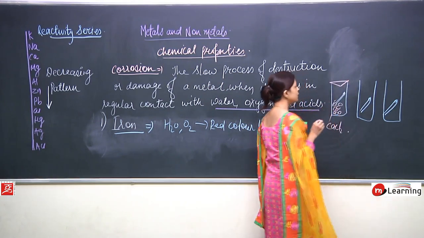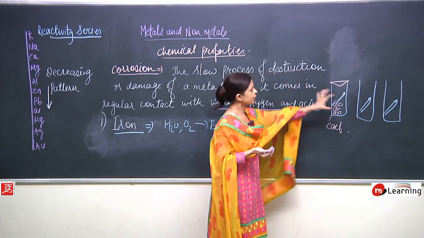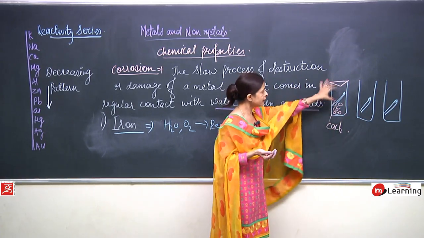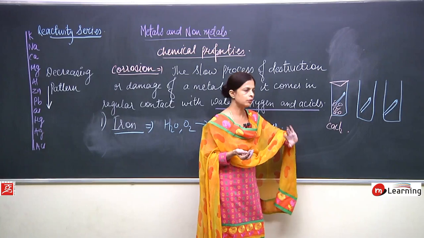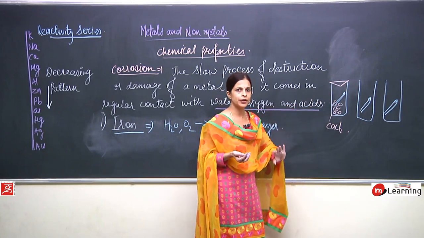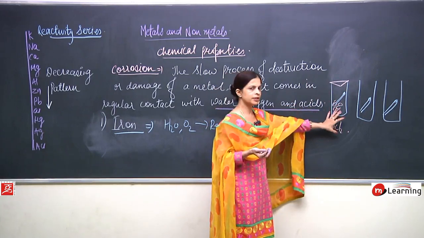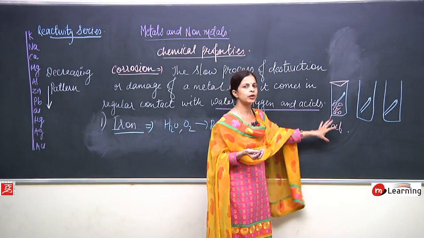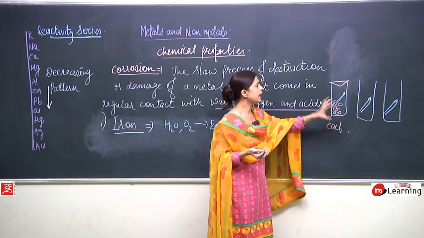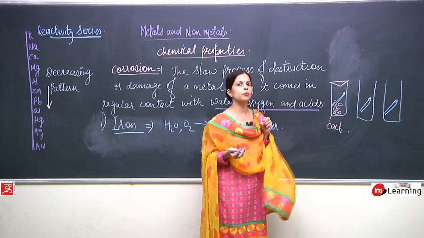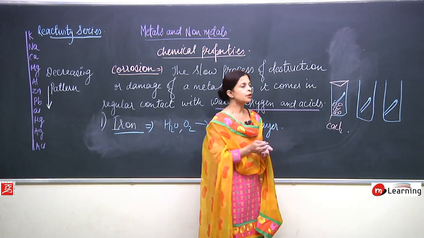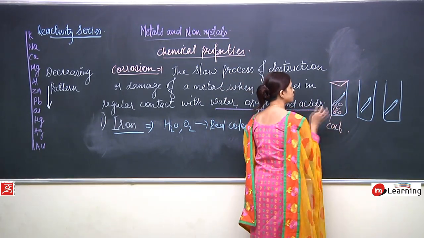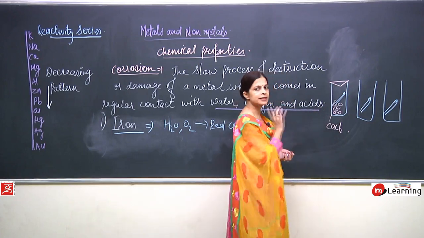We will cover it. Okay, so what will happen now? Air is there, because everywhere air is present. We have not created any kind of vacuum over here. We have taken a test tube, put a nail, and added certain anhydrous calcium chloride crystals. These crystals have a tendency to absorb water, so whatever water vapor is here will get absorbed by them. So this is the first condition.